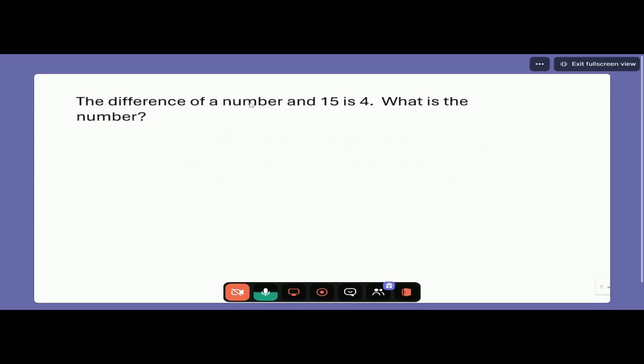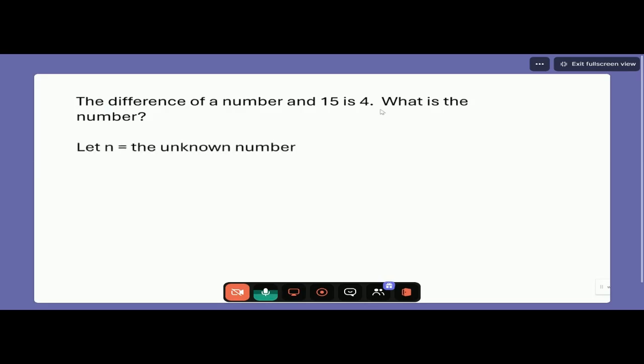There we go. The difference of a number and 15 is 4. A real common mistake on this is people just sort of see the key information there and they go, oh, difference, 15, 4. Oh, 15 minus 4, and they get an answer of 11. That's actually not correct.